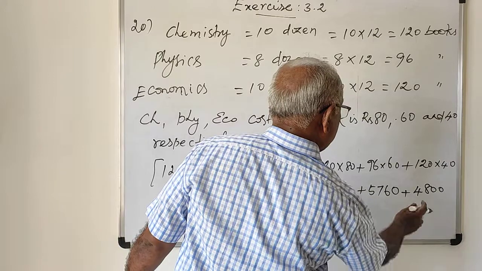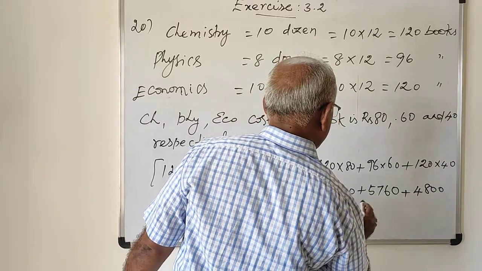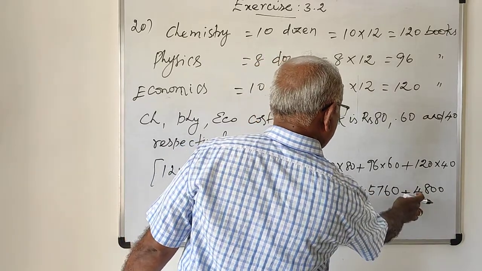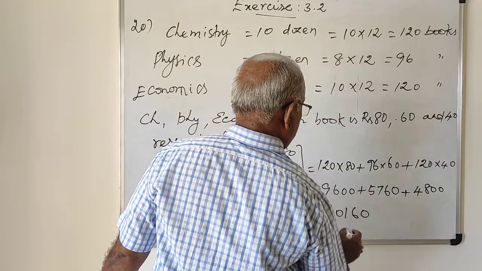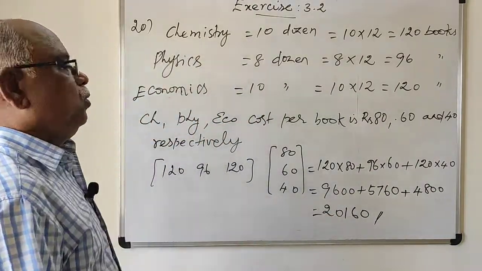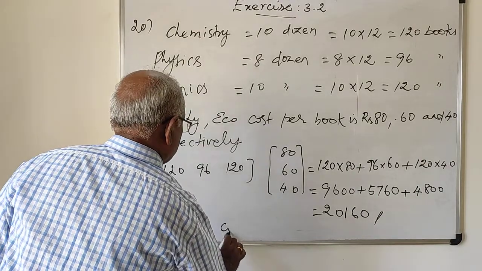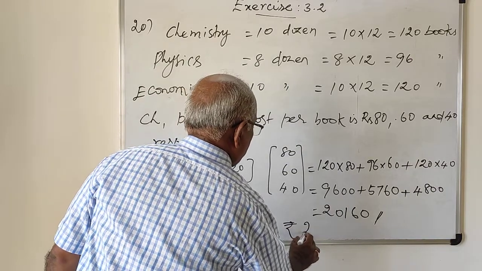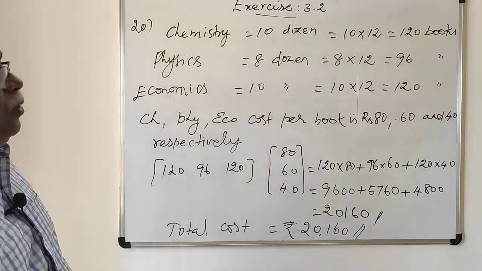So, the summation of these three costs: 0, 6, 8, 15 plus 6, 21, 2, 2 plus 5, 7, 2 plus 4, 6, 6 plus 5, 11, 11 plus 9, 20. So the total cost is rupees 20,160. The total cost of the books is equal to rupees 20,160. Answer. This is problem number 20.